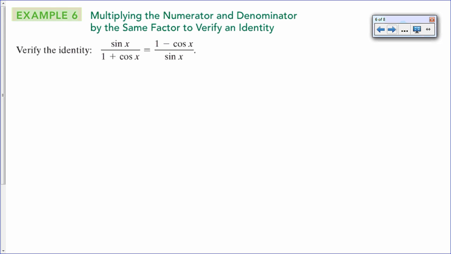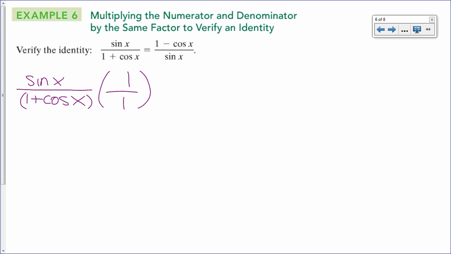All right, let's get this one done. Multiply the numerator and denominator by the same factor to verify an identity. Okay. Let's try to use... So here we can basically multiply by 1 over 1, and we will not change it, right? Correct? As long as we multiply by the same top and bottom. So now the problem here is figuring out what is that 1 that we're going to use.